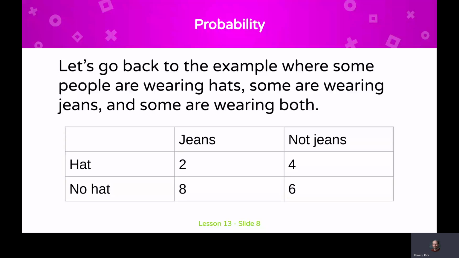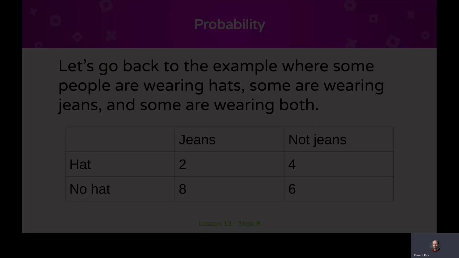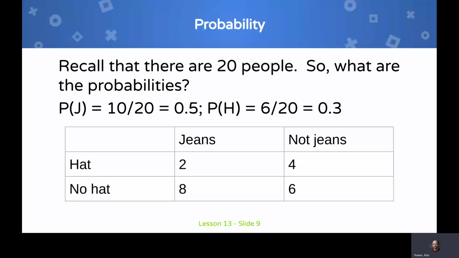Let's go back to the example where some people are wearing hats, some are wearing jeans, and some are wearing both. Those wearing hats and jeans would be 2. Hats and no jeans is 4. No hat but wearing jeans is 8. And no hat and no jeans is 6. Recall that there are 20 people, so what are the probabilities?